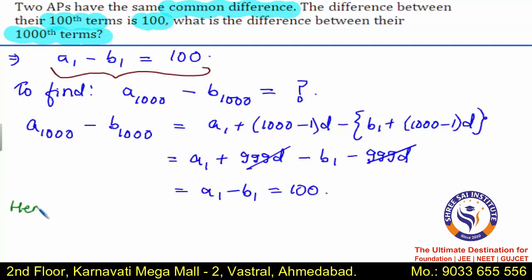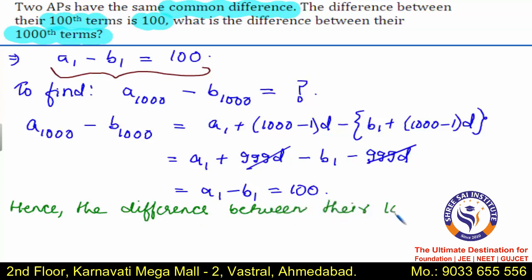Hence, the difference between the 1000th term is 100. So, this completes the solution.